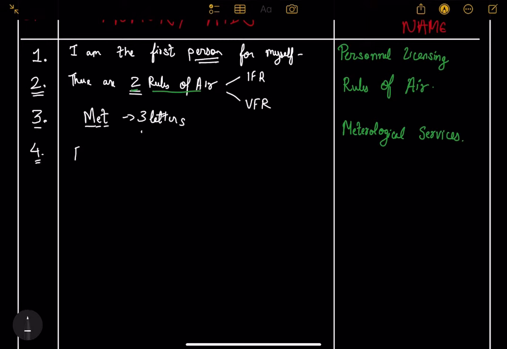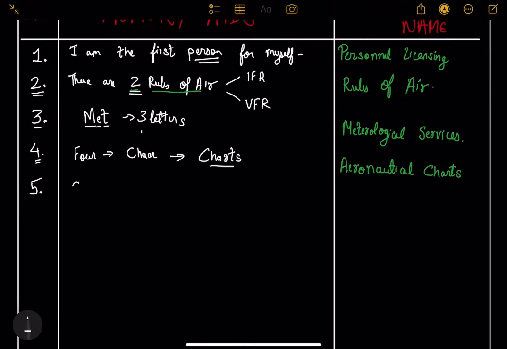Moving on to annexure 4. 4 is referred to as char in Hindi, and char matches with the word charts. When we talk about pilots, what kind of charts are we referring to? We are referring to aeronautical charts. So annexure 4 is nothing else but aeronautical charts. So we have done 4 annexures now.